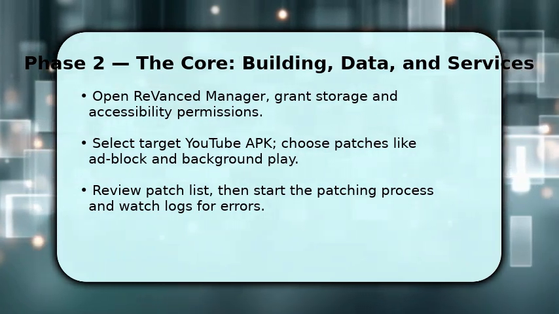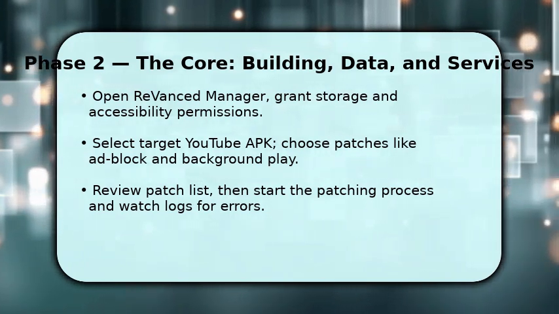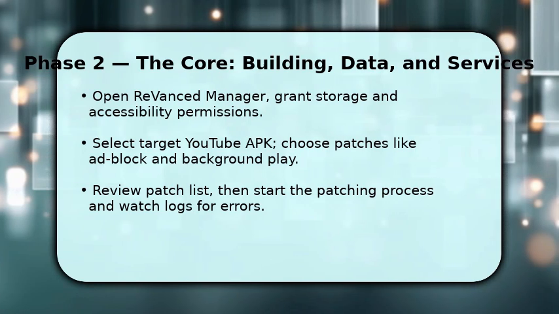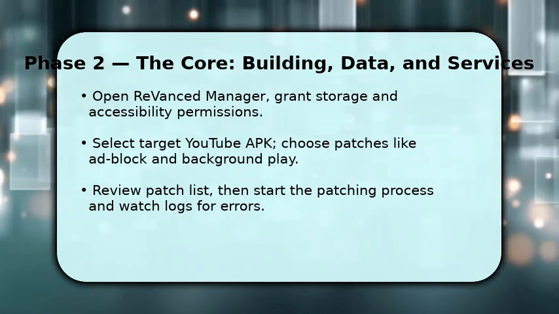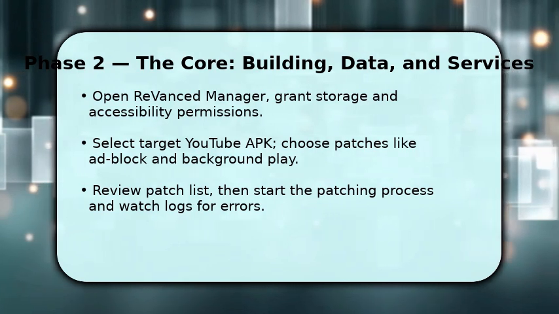Next, choose the correct target YouTube APK. Stock, Vanced compatible, or split APKs. Make sure it's the version you backed up. Select patches such as ad blocking and background play, then review the final patch list carefully.